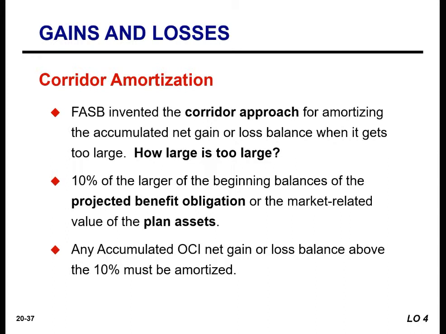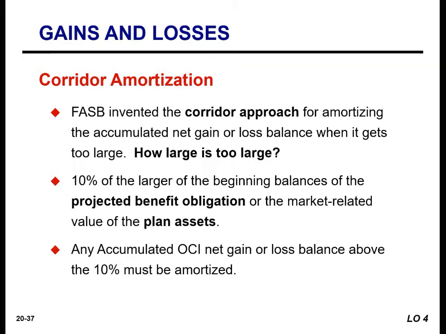You can use any systematic method of amortizing the excess, but it cannot be less than the amount computed using straight-line amortization over the average remaining service life of all active employees. Amortization of the excess unrecognized net gain or loss should be included as a component of the pension expense only if, as of the beginning of the year, the unrecognized net gain or loss exceeds the corridor.